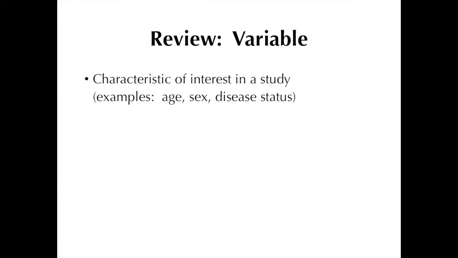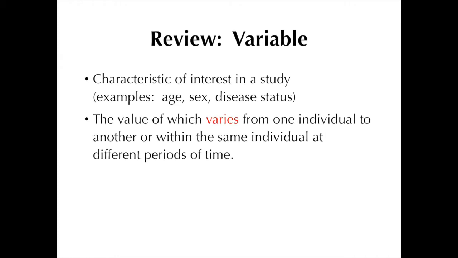Now, before we get into the meat of this topic, let us first do a quick review of variables. So a variable is typically a characteristic of interest in a study. Very common examples are age, sex, disease status. Now, as the word itself suggests, its value varies from individual to individual at a given point in time.